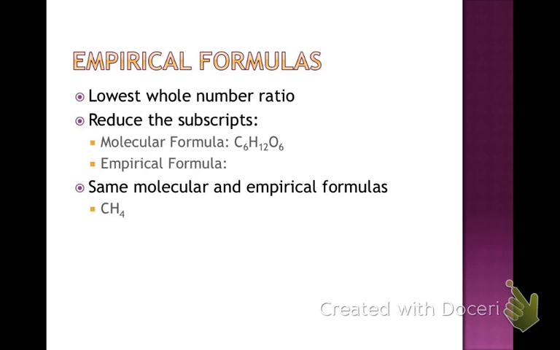Some compounds you'll find have the same molecular and empirical formulas. For example, CH4, methane, its structural formula looks like this. And we can't reduce this down any further. So it's just going to have the same molecular and empirical formula.